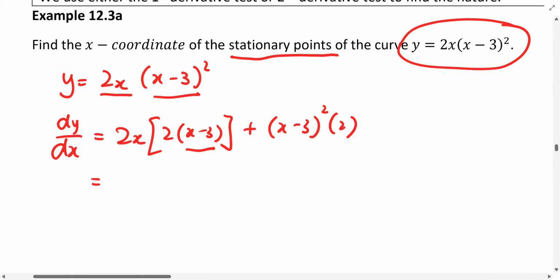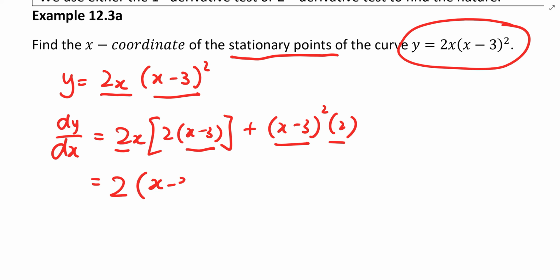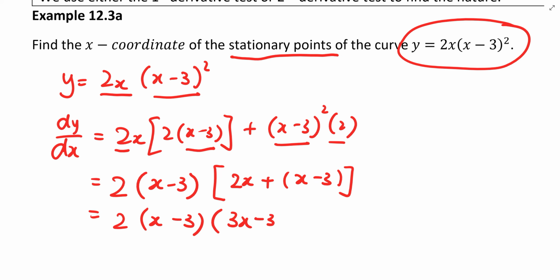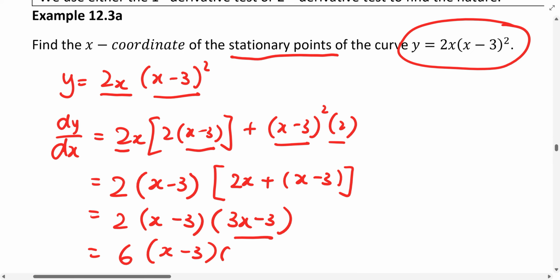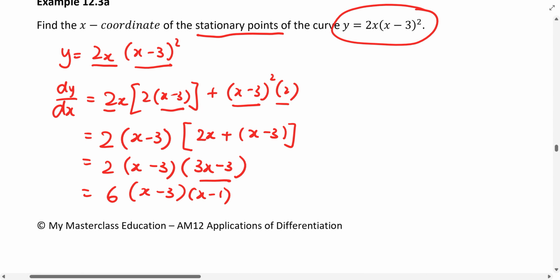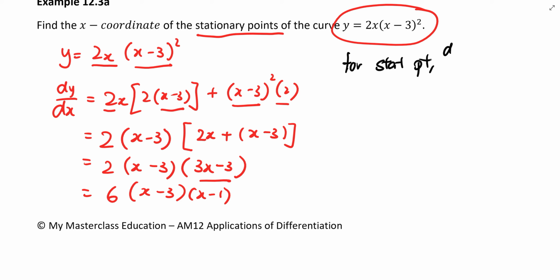Always look to factorize. I take out a 2 as well as an (x minus 3), and I keep a big bracket on the inside. I'm left with 2x plus (x minus 3). So I will have 2(x minus 3) times (3x minus 3). Factorize this again, I will have 6, because I pull out the 3, (x minus 3)(x minus 1). Always make your dy/dx simplified first.